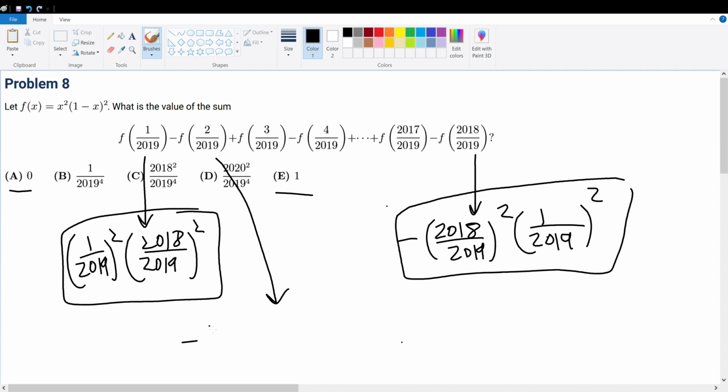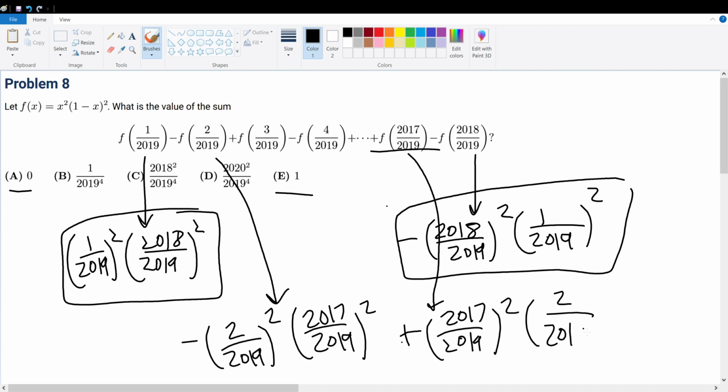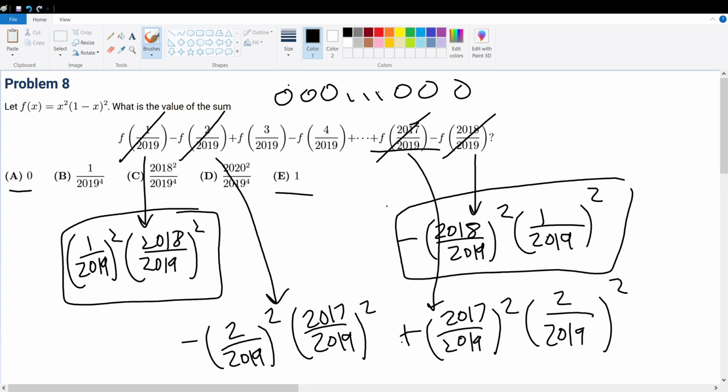This becomes negative (2 over 2019) squared times (2017 over 2019) squared. But then the second to last quantity becomes plus (2017 over 2019) squared times (2 over 2019) squared. Notice that they're conjugates of each other, so this and this would eliminate. So we know from this deductive reasoning that every outer term would cancel with the corresponding term at the beginning. The first would cancel with the last, the second to last would cancel with the second, the third to last would cancel with the third. But how do we know where to stop?